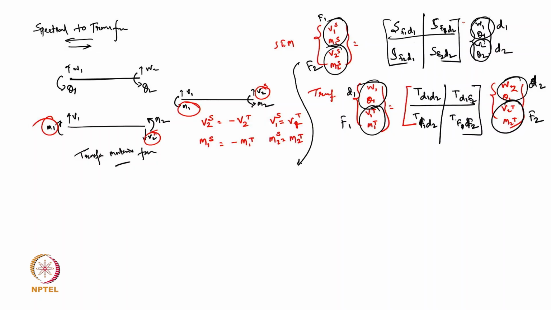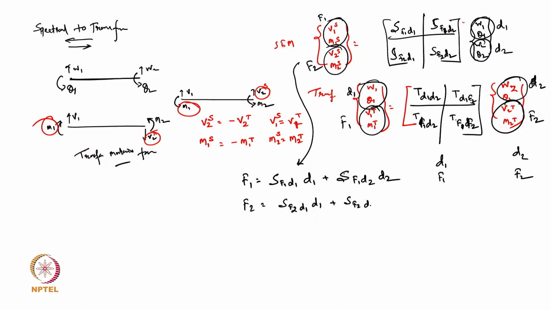Now from this equation, f1 equals S f1 d1 into d1 plus S f1 d2 into d2. My objective is to write d1 and f1 in terms of d2 and f2. So what should I do? I should take d1 and f1 on the left hand side and express everything in terms of f2. So first, let me write f2. f2 will be S f2 d1 into d1 plus S f2 d2 into d2. So if I try to write it, what can I write from this equation?